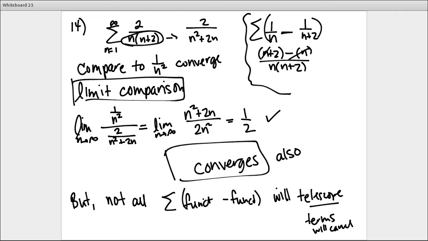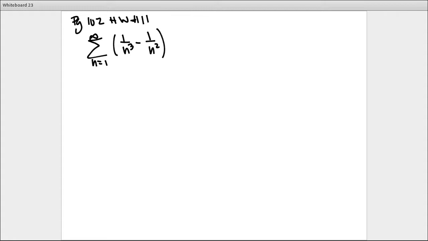I think I have an example of one that doesn't do that. Let's go to, on your homework, page 102, homework number 11, it looked like this: 1 over n cubed minus 1 over n squared. That does not telescope. The terms don't cancel. I know there's a squared on there, but regardless, they don't cancel. So be very careful.